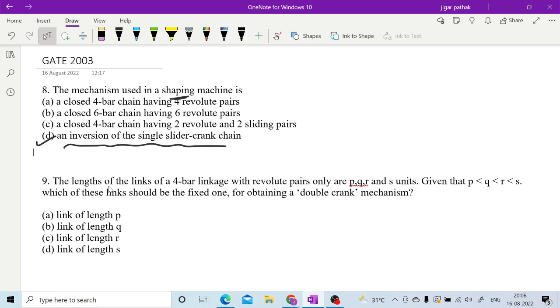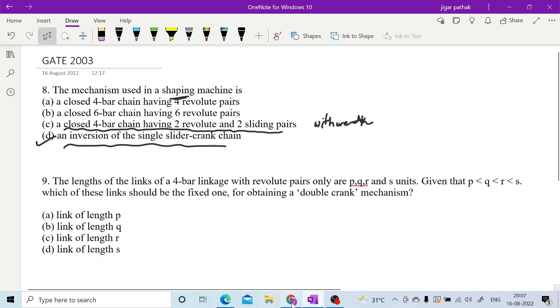Okay. So here, see why many of you have written this: a closed 4-bar chain having 2 revolute or 2 sliding pairs. Maybe because you have considered it as the Whitworth quick return mechanism or something like that. Here it is not that clear. They are talking about the Whitworth quick return mechanism. But in the last option, they are telling that it is an inversion of the single slider crank chain mechanism. That is why we are going with that option, which is more clear. Correct. I think it's clear now, sir? Yes, sir. Go for the next one, and I am generating the poll for that one.